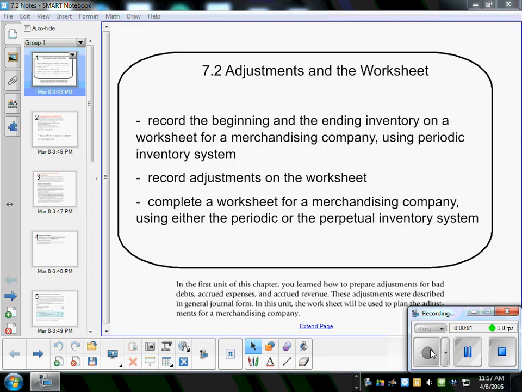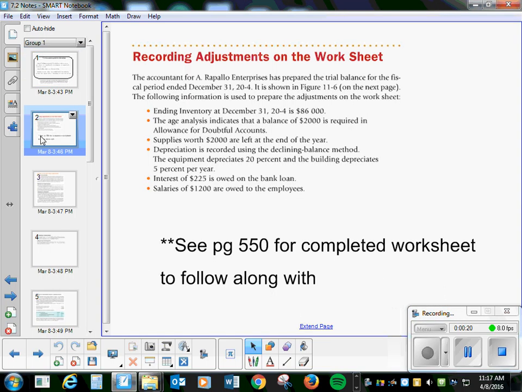So we're ready to start 7.2 adjustments and the worksheet. If you're in your textbook, it's on page 548. You're also going to need to look at page 550. There's a completed worksheet there. I don't think I was able to get this onto my screen, so you'll have to be flipping back and forth. In 7.1, we talked about all the different kinds of adjustments that you'll see.